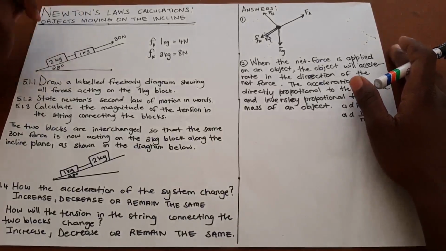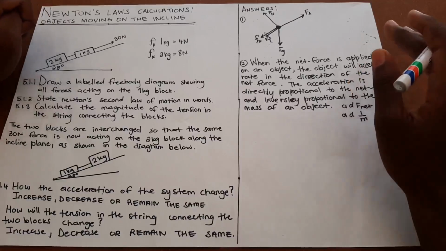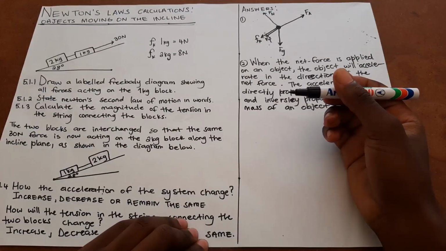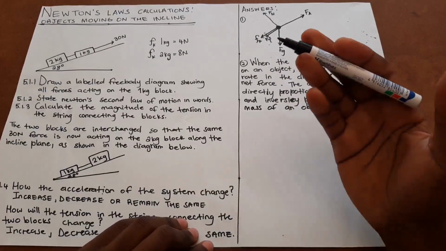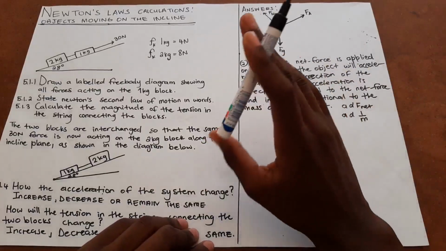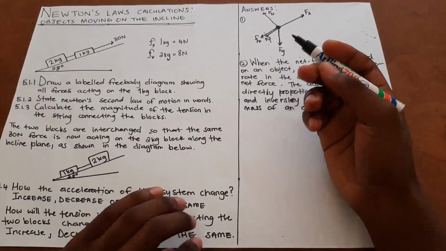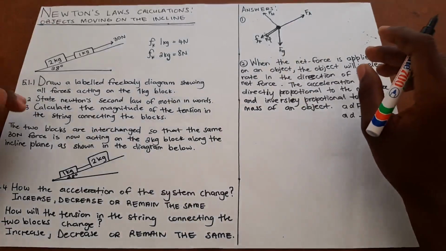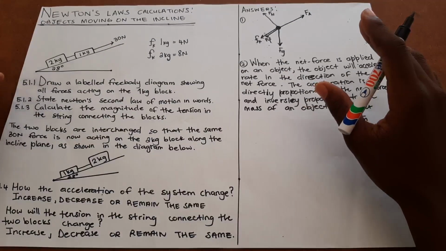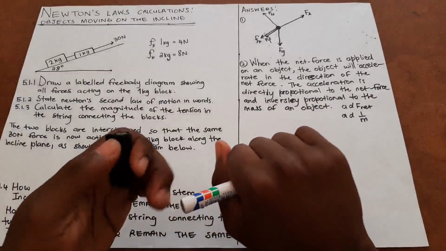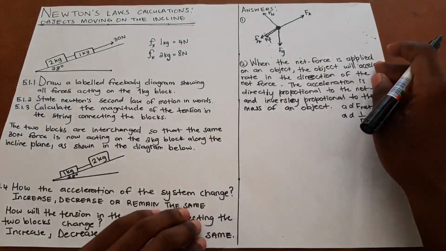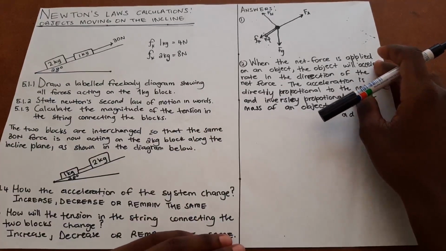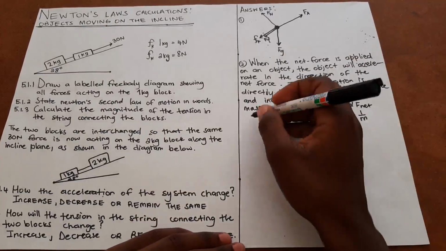So how can we calculate the magnitude of the tension? We're going to say F net is equal to MA. The acceleration is not given, meaning that we have two unknown magnitudes: the magnitude of the tension, and the magnitude of the acceleration of the two blocks. So we're going to form two equations.